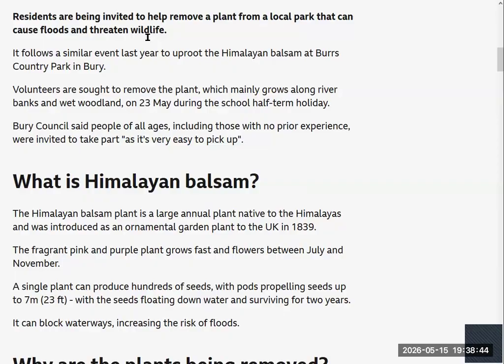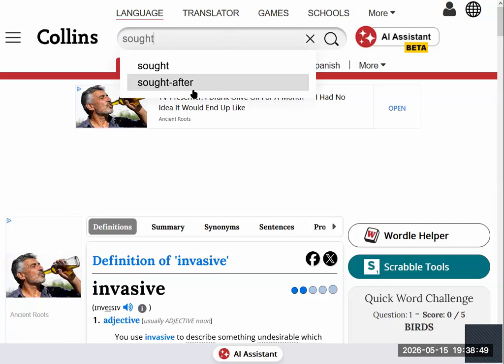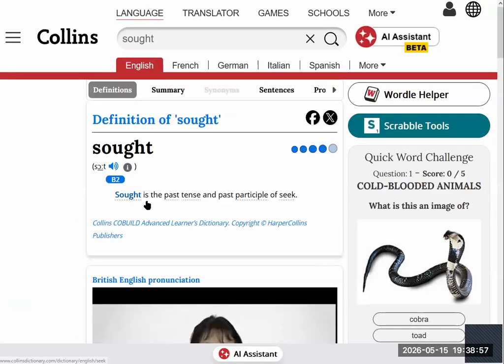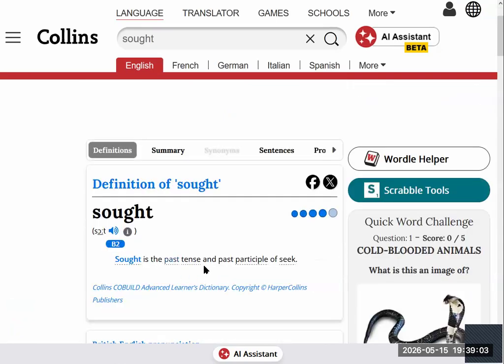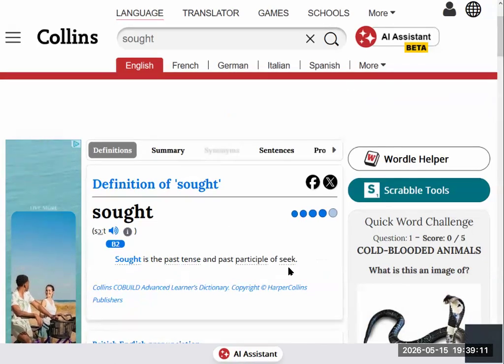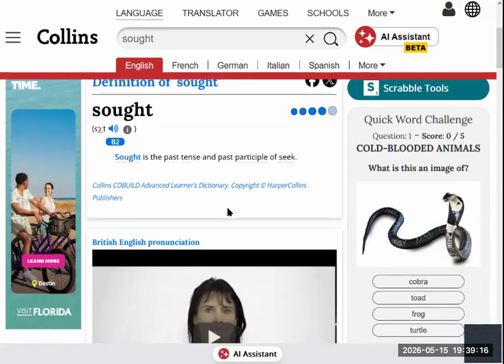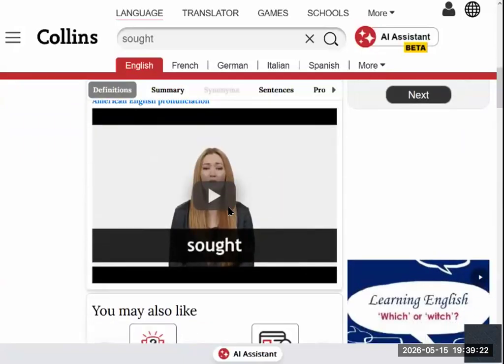Let's just pop it in the dictionary. Invasive is there already. So sought, and the very next one is sought after, one of the possible often great usages of the word. Sought is the past tense and past participle of seek. So seek is to look for something. I'm seeking a new boss. No, a new member of staff, maybe I should say. Seek.